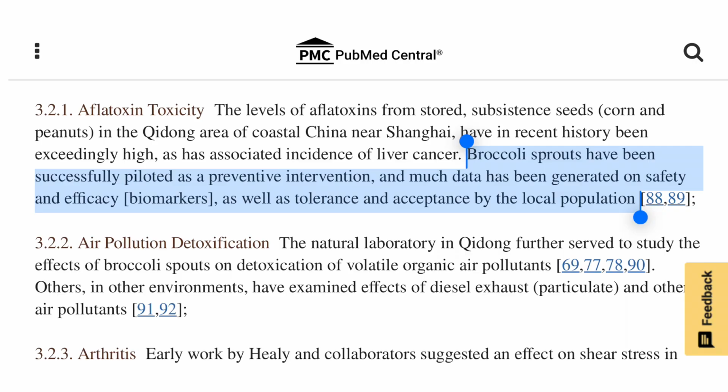In particular, aflatoxin levels from corn and peanut seeds were elevated in China's Guidong province near Shanghai. Some scientists have linked this to a high incidence of liver cancer. Broccoli sprouts have been successfully used as a preventive agent in this region.